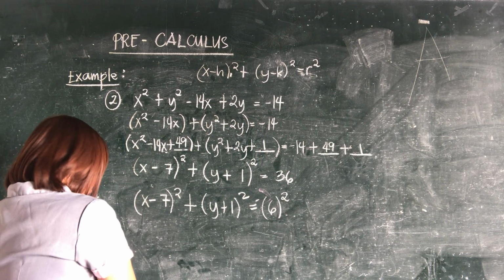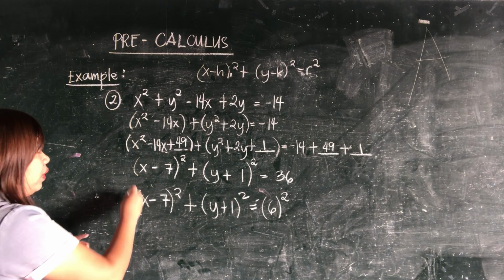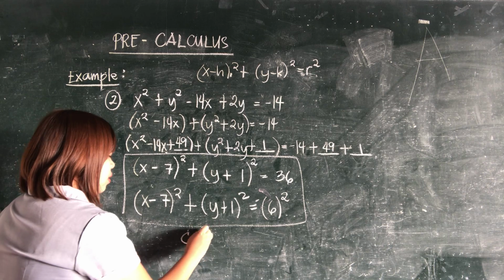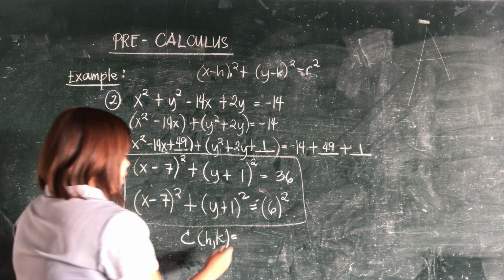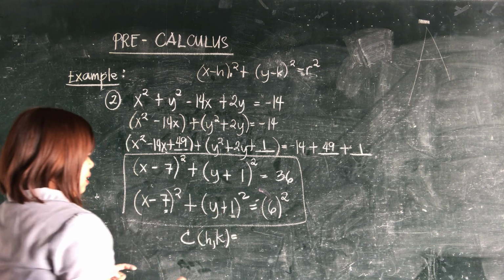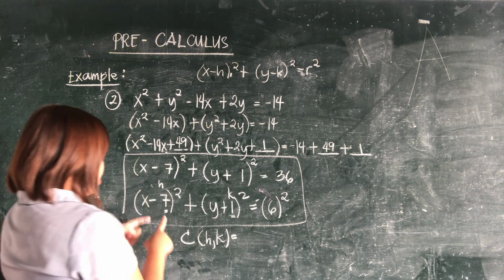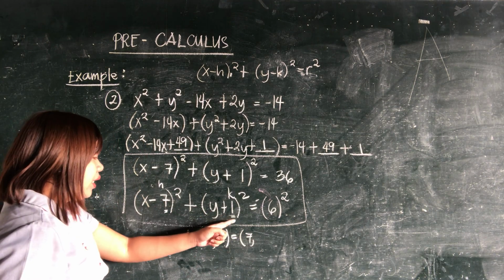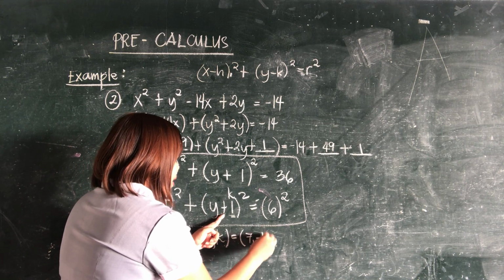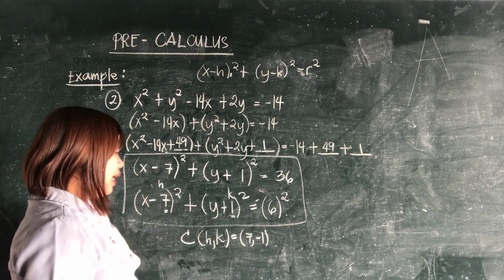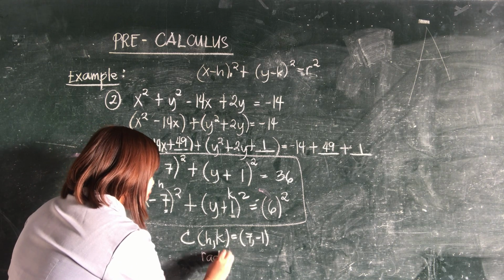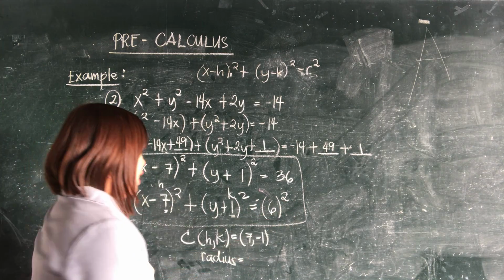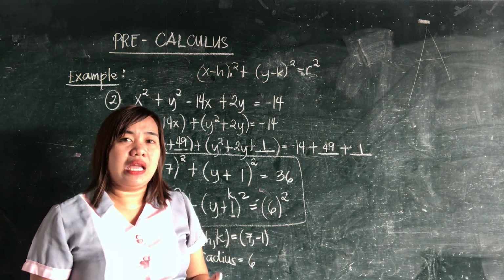And now, since we already have the value of our standard equation of the circle, we can now identify the center, which is written in the form (h, k). So, ito yung h natin, ito yung k. Since negative 7, your h now becomes positive 7. And your k here, since positive 1, this will be negative 1. That is the value of your center. And for your radius, this is in the form r squared. So therefore, your r is 6, or 6 units yung ating radius.